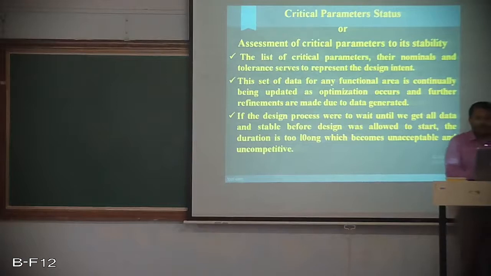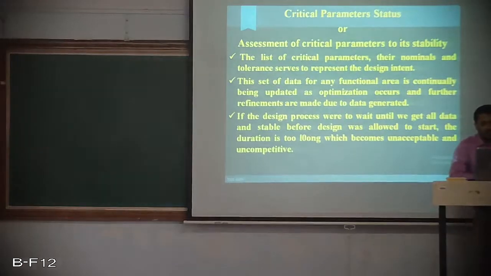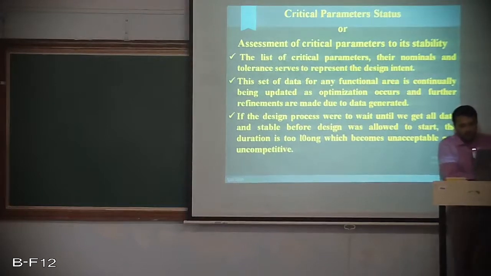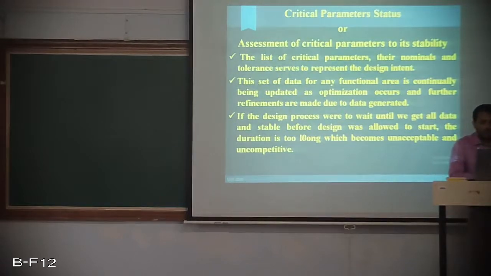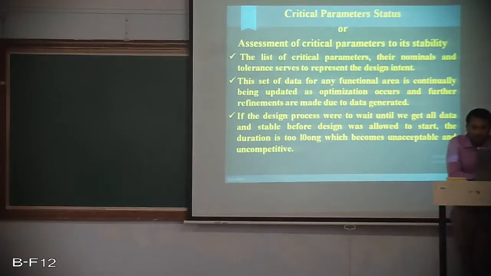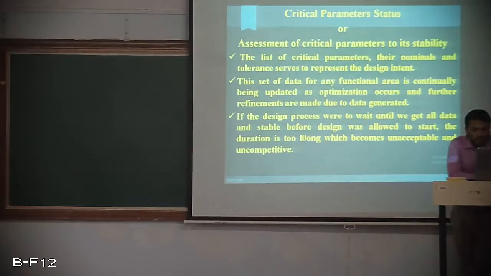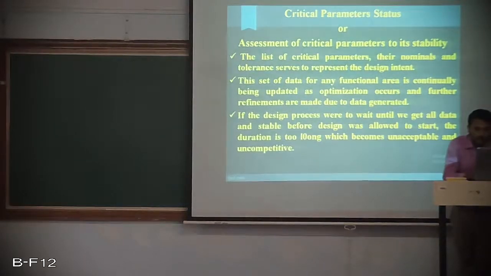Next, critical parameter status, or assessment of critical parameters for stability. The list of critical parameters, their nominals and tolerances serves to represent the design intent. This set of data for any functional area is continually being updated as optimization occurs and further refinements are made due to data generated. If the design process were to wait until we get all data and it is stable before design was allowed to start, the duration is too long, which becomes unacceptable and uncompetitive.